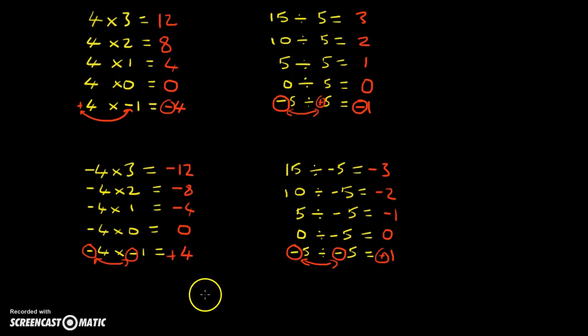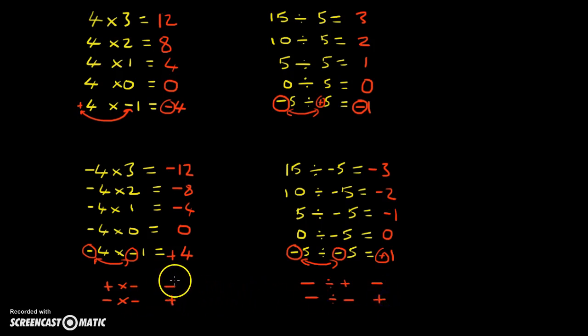Lots of negatives and positives flying about there. Let me try and summarize it. So if we go back to multiplying, if we've got a positive multiplied by a negative, we get a negative. If we've got a negative multiplied by a negative, we get a positive. For dividing, we've got a negative divided by a positive, gives us a negative. And if we've got a negative divided by a negative, that gives us a positive.